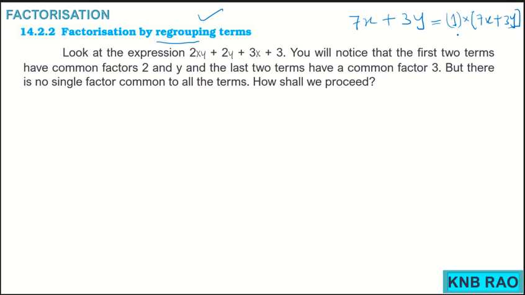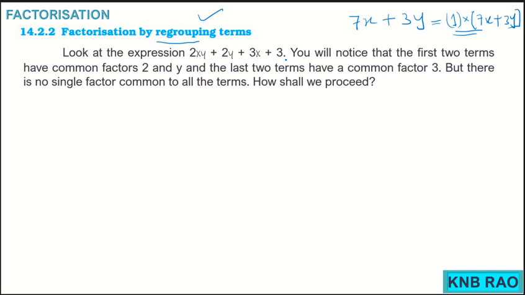No speciality. 1 being the only common factor of both terms, if I write 1 into 7x plus 3y, there is no speciality at all. So, 1 is called a trivial factor. It is a common factor for every number or for every term. So, there is no use if I write this 7x plus 3y as 1 into 7x plus 3y. Similarly, amongst these 4 terms, you cannot find any common factor other than 1.